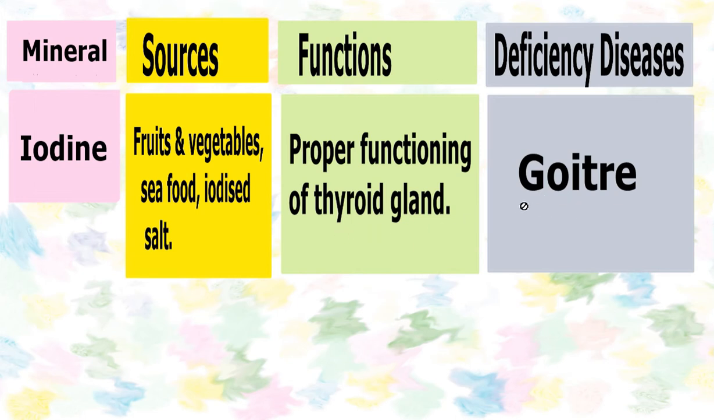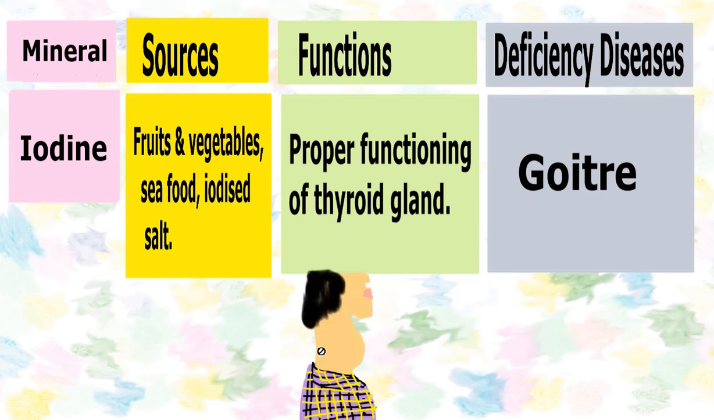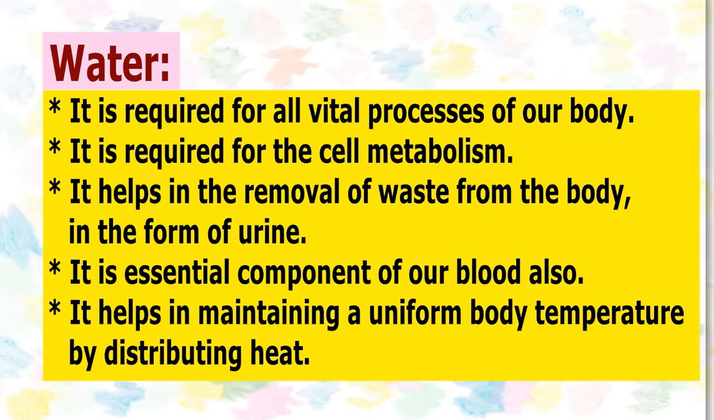In case of iodine deficiency, a disease known as goiter is caused. What is goiter? Enlargement of the throat like this is known as goiter. Goiter is mostly observed in the people living in the mountainous regions. Why? Because people living in mountainous regions don't get sufficient seafood. So iodine deficiency is commonly seen in the people living in mountainous regions. So people living in mountainous regions are advised to take iodized salt on a regular basis to avoid a disease like goiter. This is all about minerals.